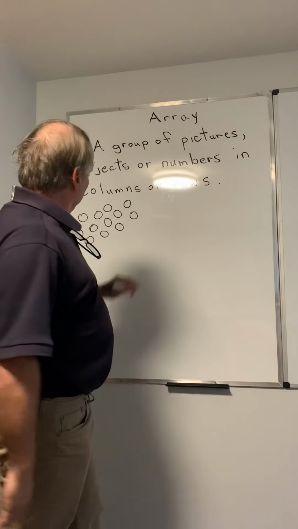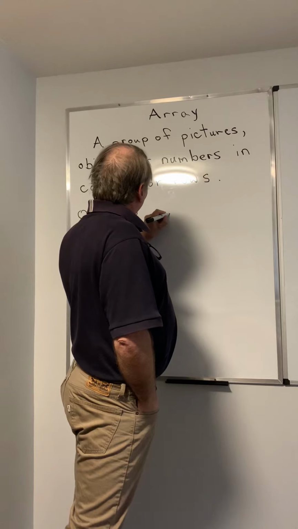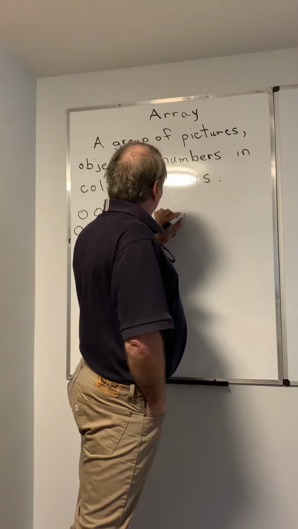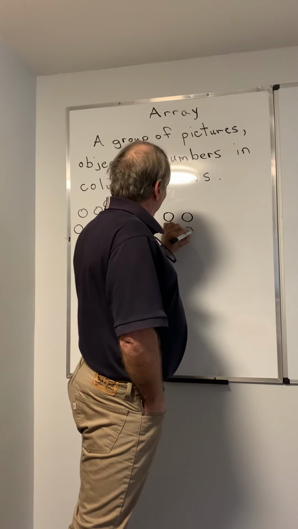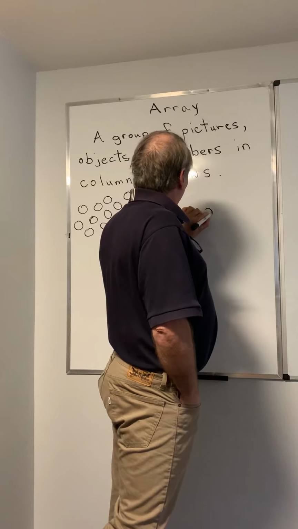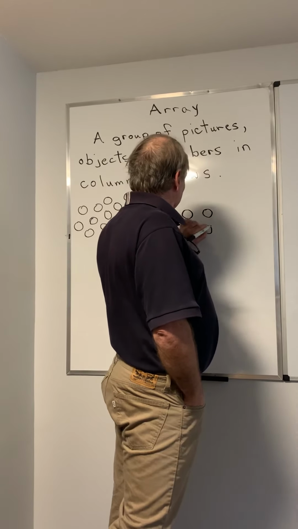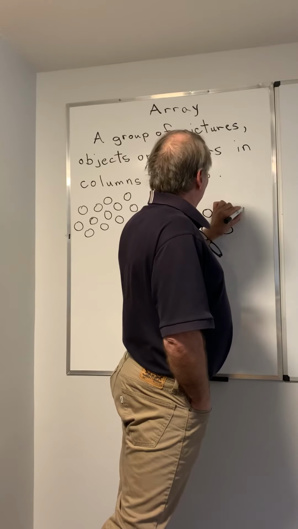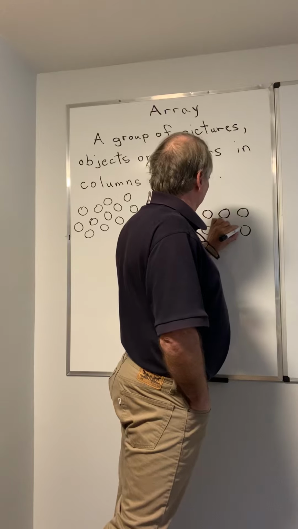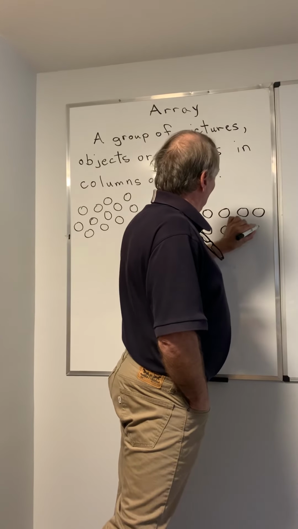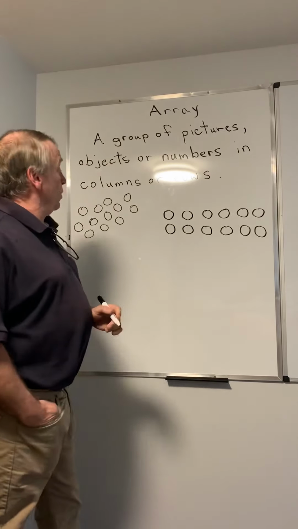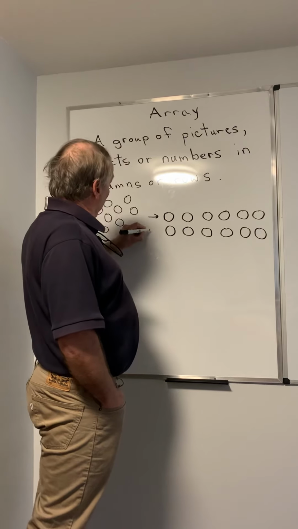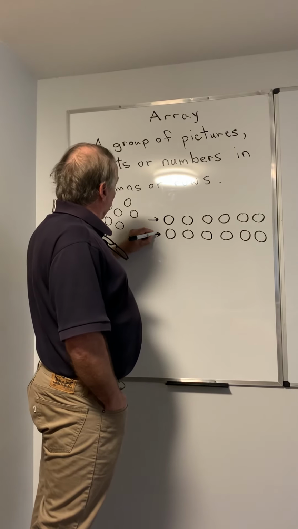The first way I'm going to do it, I'm going to take 1, 2, 3, 4, 5, 6, 7, 8, 9, 10, 11, 12. So this one here, I have one row, and this is a second row.